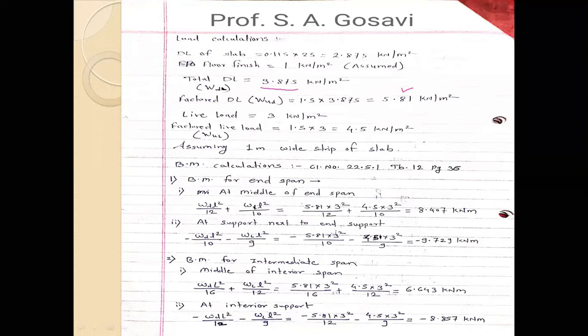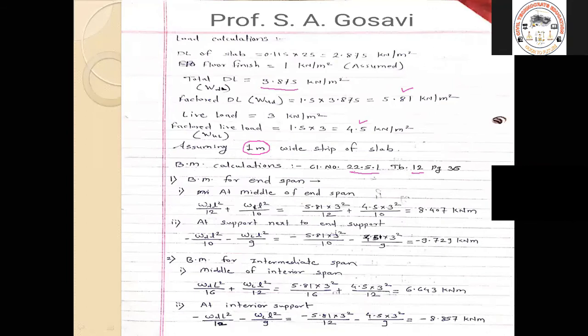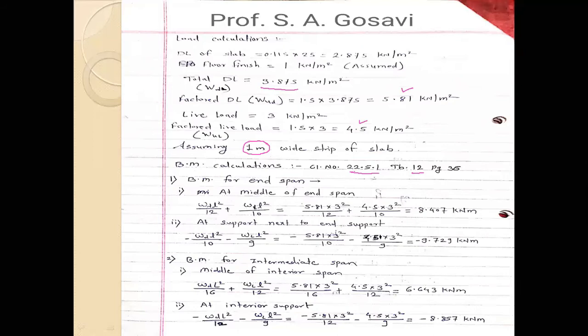After the loading calculation, now we will come to the bending moment. For the bending moment calculation, we need to go to clause number 22.5.1. This is a very important clause, 22.5.1, table number 12, page number 36, I think. So this bending moment is calculated now. Here you can see that the bending moment for the end span is calculated, and also the bending moment for the intermediate span is calculated.